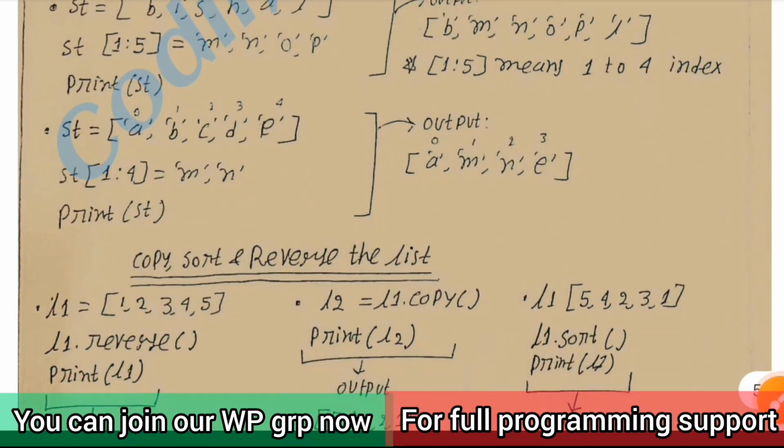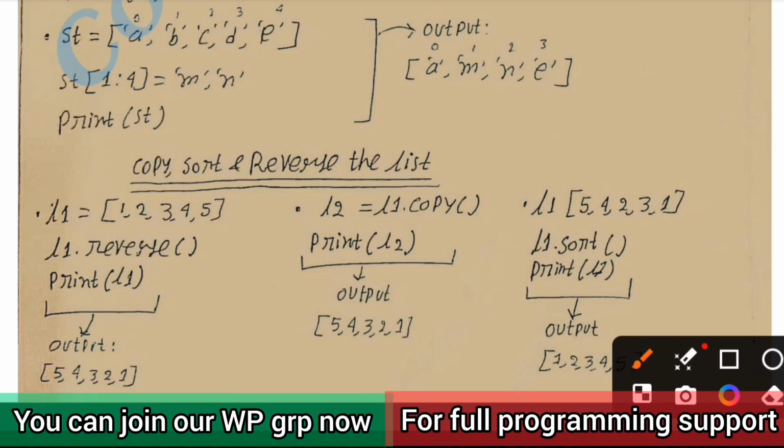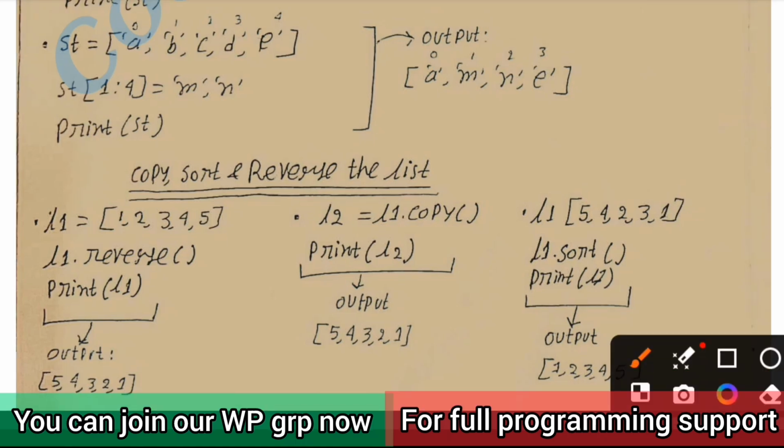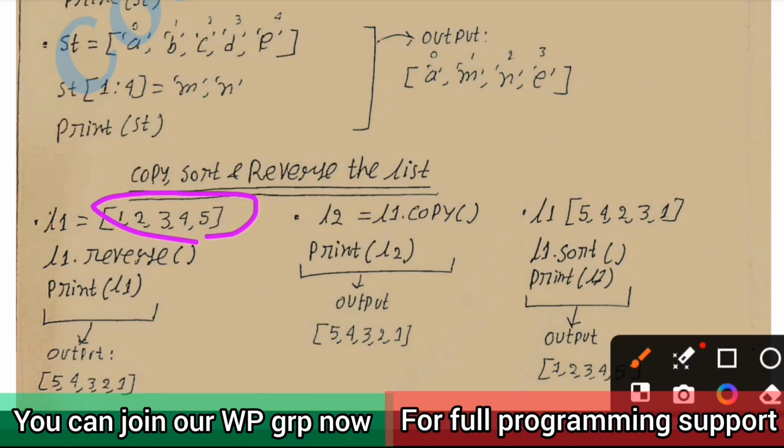Okay, you can also copy a list to another list, and you can also sort a list, you can print it in sorted order. And you can reverse the list also. How can you copy the list? At first we can see: in list 1 we have written 1, 2, 3, 4, 5, and we can reverse list 1. The elements will be reversed: 1, 2, 3, 4, 5 will be 5, 4, 3, 2, 1.